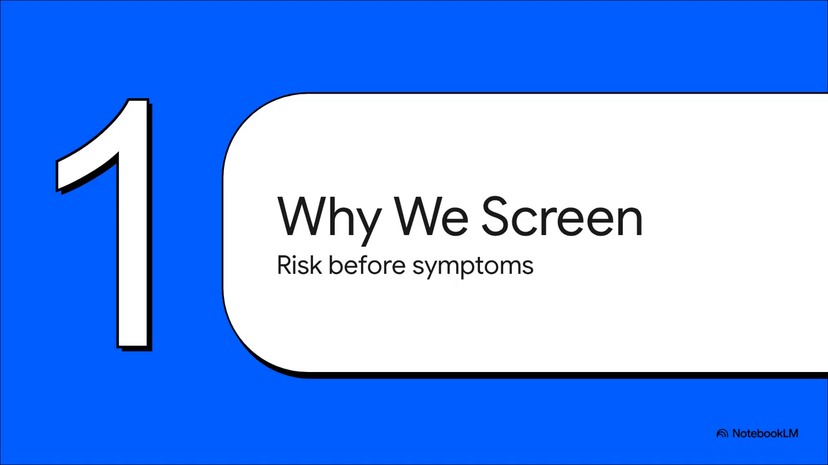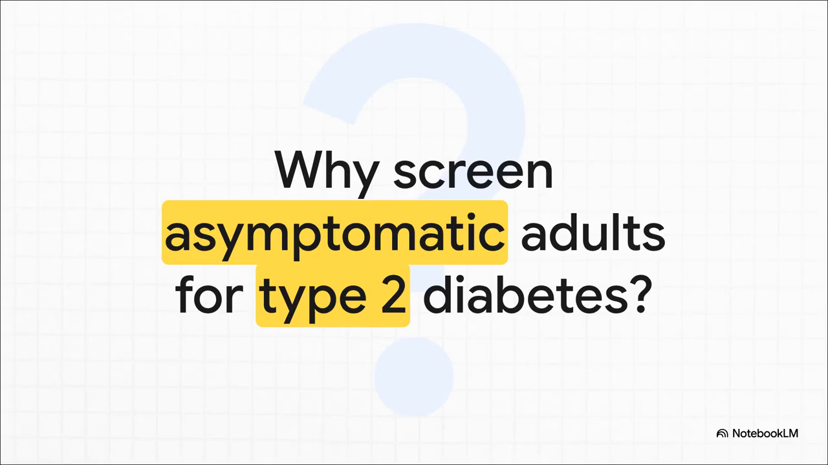The very first question we have to tackle as clinicians is this. In a busy clinic, why on earth should we be proactively looking for diabetes in people who feel totally fine? And it's a really good question, right? We don't just screen for everything under the sun. So what is it about type 2 diabetes that makes it different? Well, the answer really gets to the core of what preventative medicine is all about and why getting ahead of this disease is just so critical.